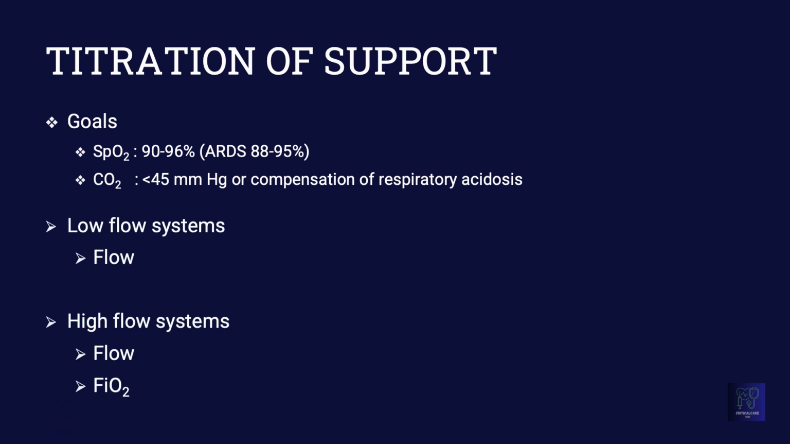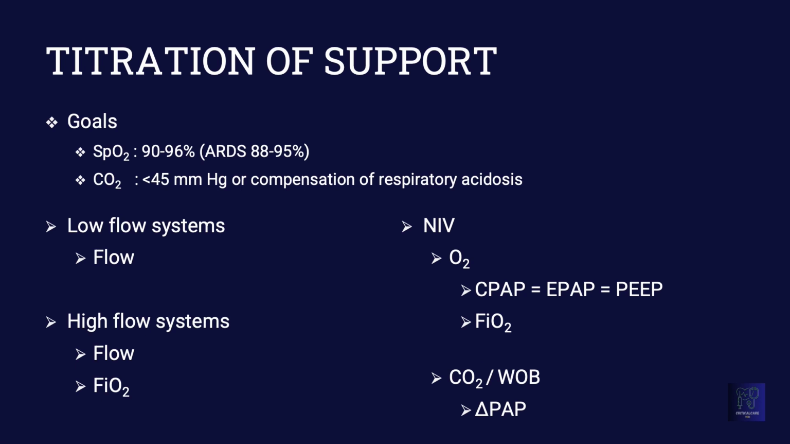For low flow oxygen support, for example nasal cannula and simple face mask, the only setting we can adjust is the flow. For a high flow system, we can adjust flow and we can also adjust FiO2. For NIV, if we want to improve hypoxemia, we can adjust CPAP, same physiologically as EPAP or PEEP, and we can also adjust FiO2. If our goal is to reduce hypercapnia or improve work of breathing, we can go up on the delta PAP, or we can increase the respiratory rate on a T or S/T mode.